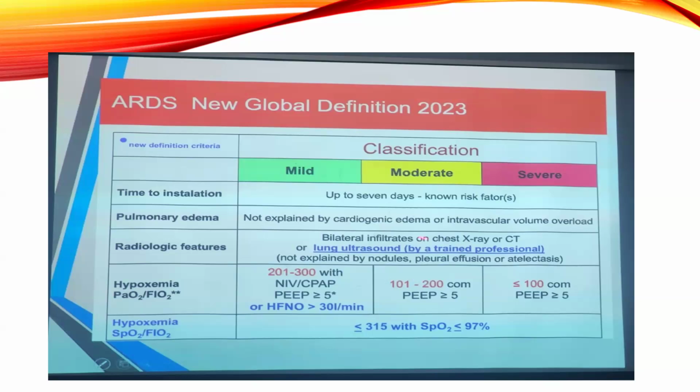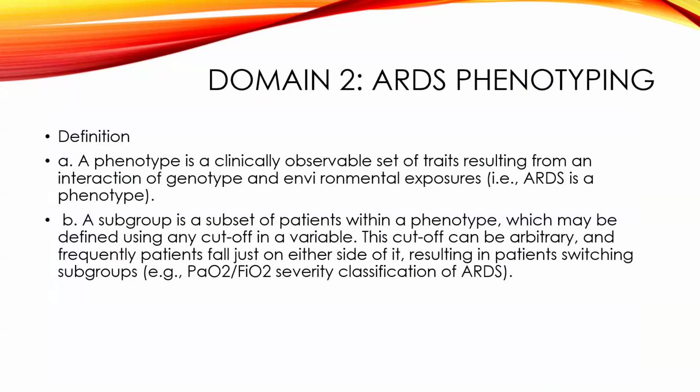For moderate ARDS, the PF ratio should be between 100 and 200 with PEEP of more than or equal to 5. In case of severe ARDS, the PF ratio should be less than or equal to 100 with PEEP of more than or equal to 5. Intubation is not required. Regarding SpO2/FiO2 ratio, it should be less than 315 with SpO2 of less than 97%.